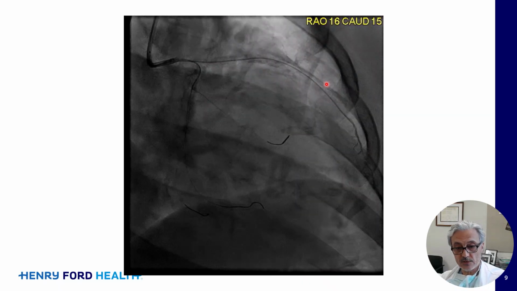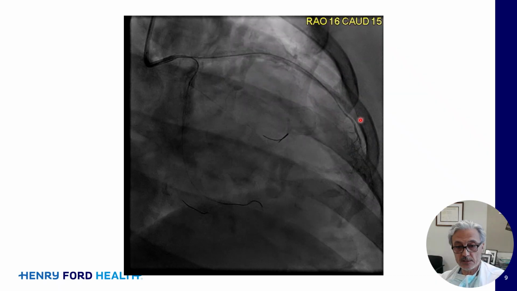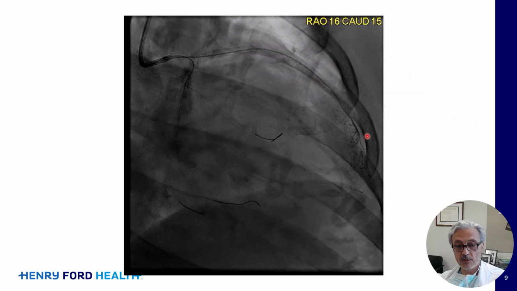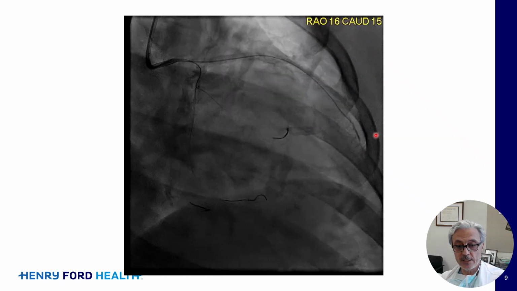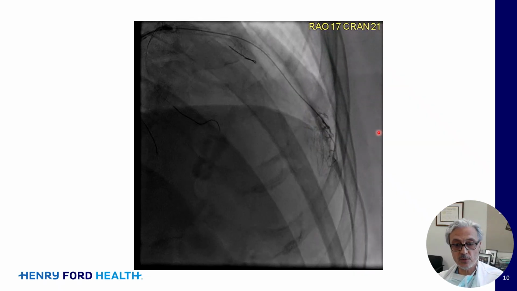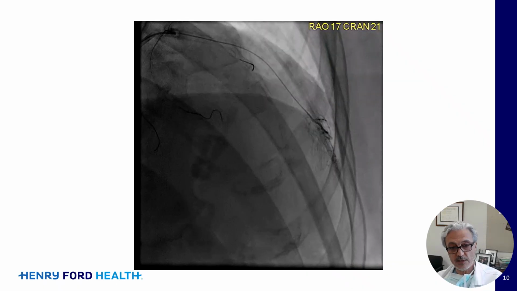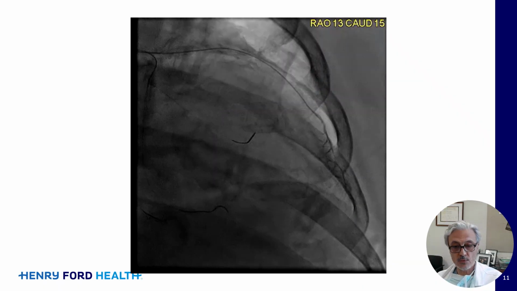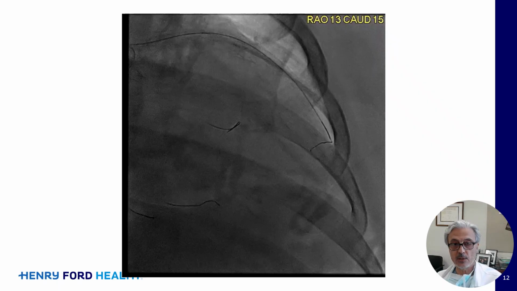So we went retrograde, and there were collaterals from the diagonal. When you do tip injection in the collateral donor, I do it in multiple views before I take off the syringe. So I took it in this view, and in this view, which is cranial. This is not really good. So I went back to the other view, and now we're going to cross with the wire.